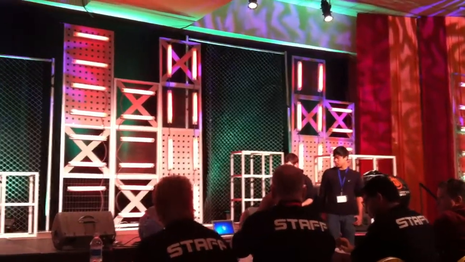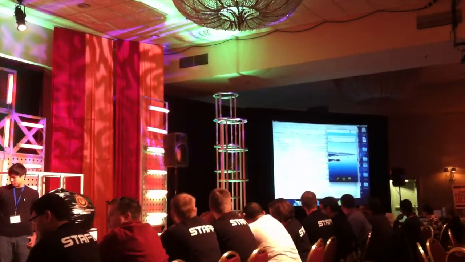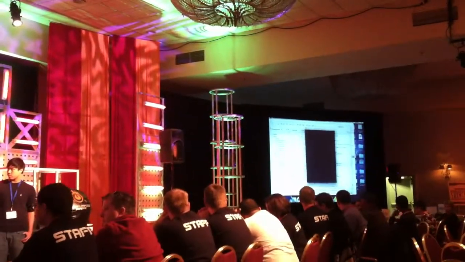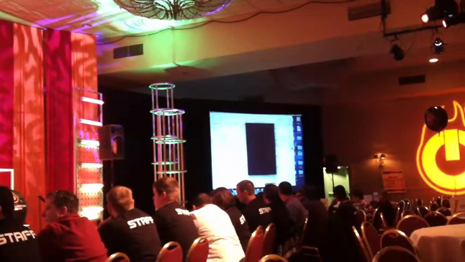So anyways, we've got a simulator up and running already. One second. There we go. And the simulator is running Honeycomb 3.0 of Android. Give it a second to boot up there.